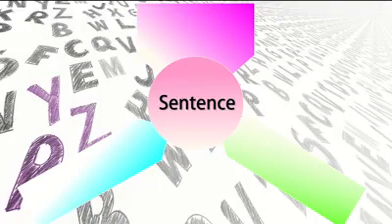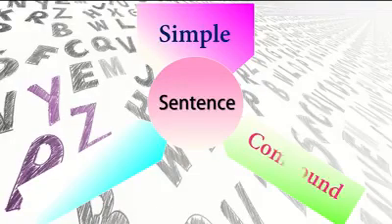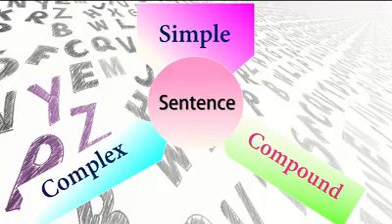Actually, sentences are of three kinds: simple, compound and complex. Now, let us look at the structural features and definition of these sentences. At first, we discuss simple sentence.